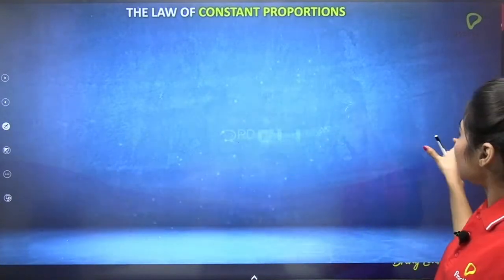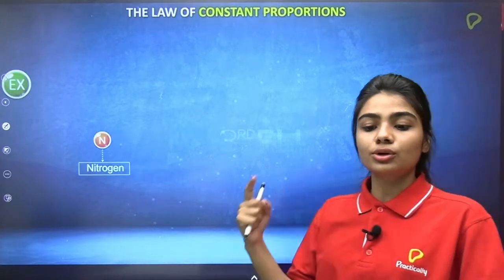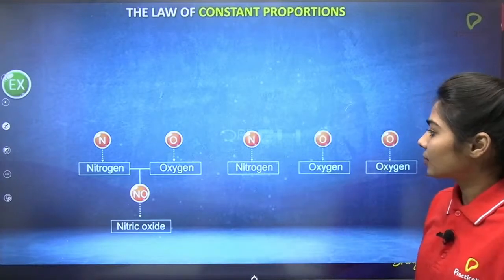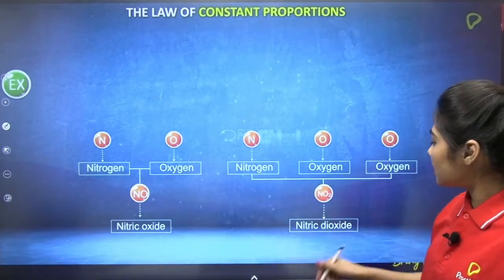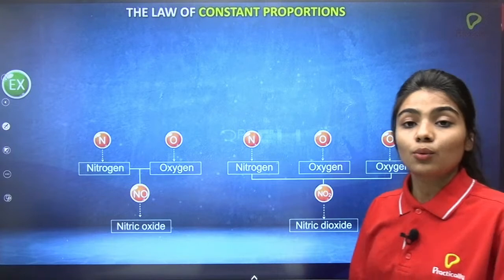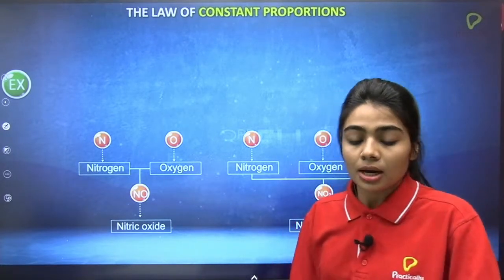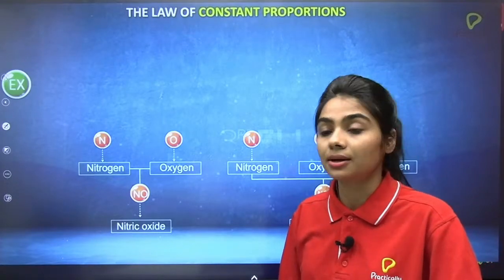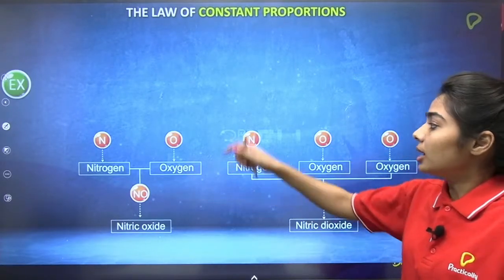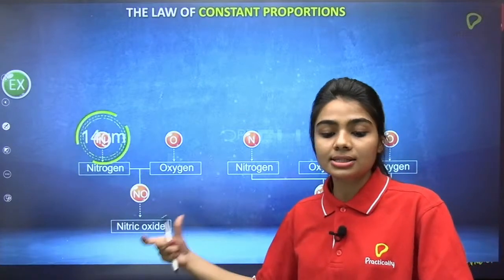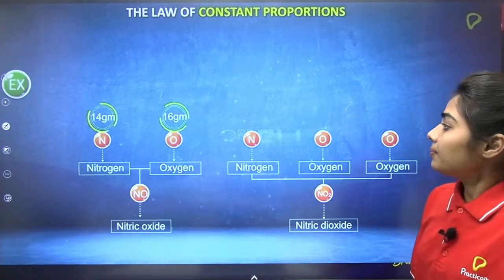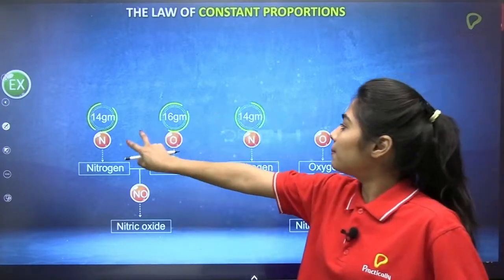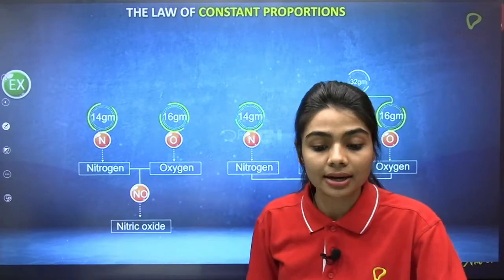Now this is a sodium atom, this is a chlorine atom. We know that sodium and chlorine always combine in the ratio of 1:1. If I talk about nitric oxide, and this is nitrogen dioxide, where we are having two oxygen atoms. So for nitrogen the mass is 14, for oxygen the mass is 16. So 14:16 ratio. If we simplify it, we will get the simplest ratio. Okay, so 14 gram for nitrogen, 16 gram for oxygen, they combine with each other to form nitric oxide.